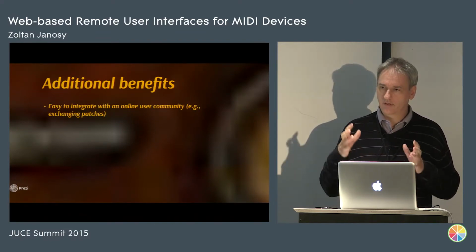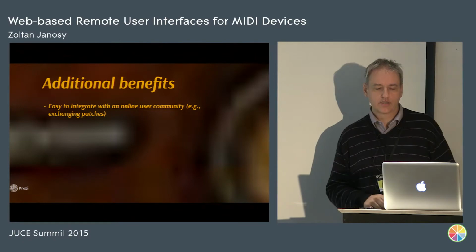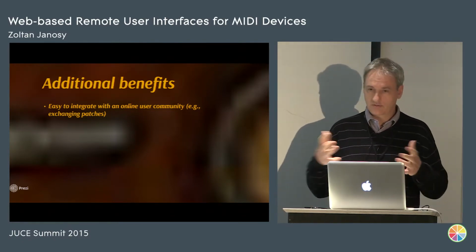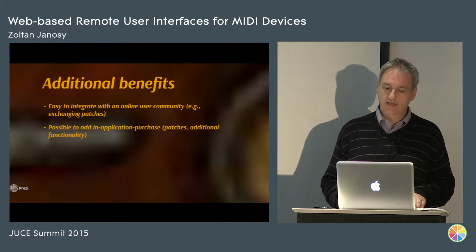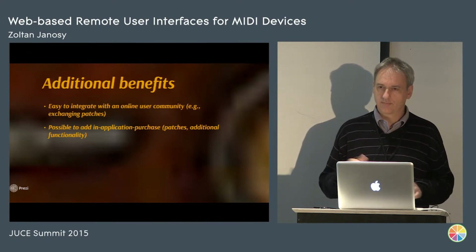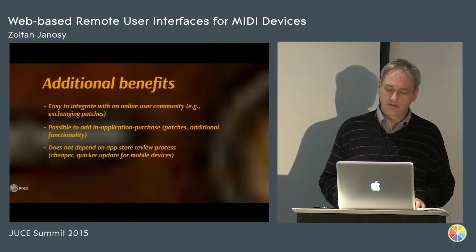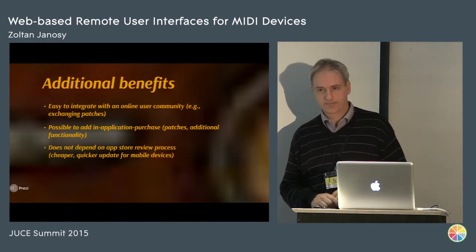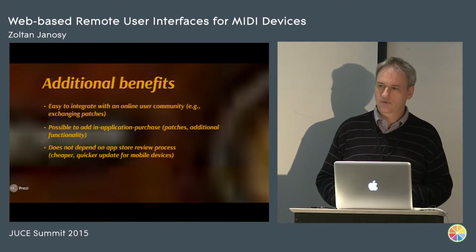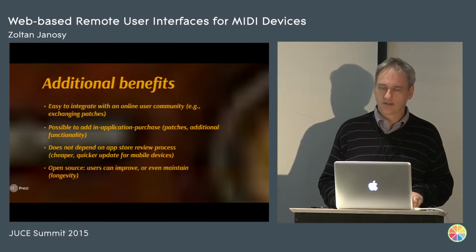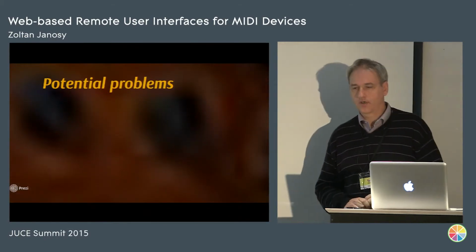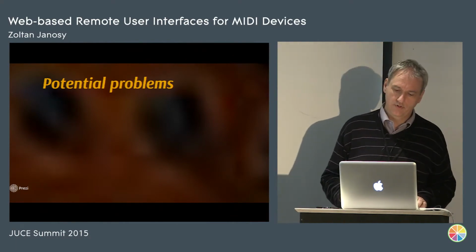Additional benefits of having a web-based implementation is that it's easy to integrate with an online user community, because we already have a web-based environment. It's possible to add in-application purchase, for example, purchasing patches or additional functionality in our device. It doesn't depend on the App Store review process. This is also something that could be important for developing for mobile devices. And open source has an advantage that users can improve or maintain our code later if we don't want to support it.